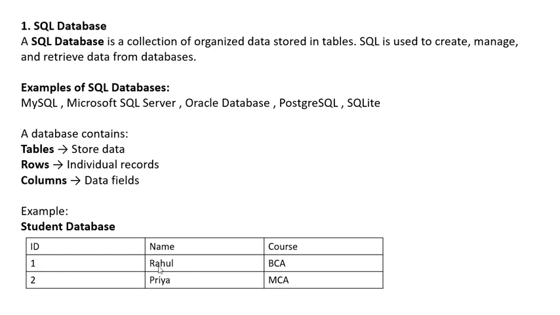For example, the id is first, and the name is Rahul, and Rahul's course is that he studies BCA. A column is a data field, and it holds a specific type of data in one field. The id is numeric data, the name is string data, and the course is also string data.